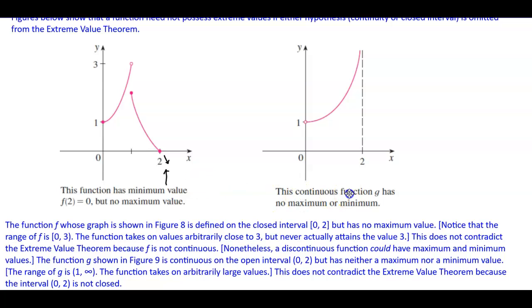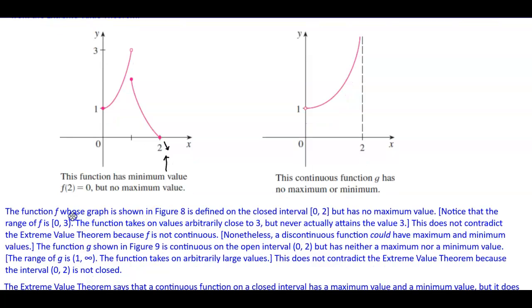Okay, over here, this continuous function g has no maximum or minimum, because we have an undefined point here, and therefore this is going towards a vertical asymptote. So again, the function f, whose graph is shown in the figure on the left here, is defined on the closed interval from 0 to 2, but has no maximum value. Now notice that the range of f goes from 0 to 3. The function takes on values arbitrarily close to 3, but never actually attains the value of 3. This does not contradict the extreme value theorem because f is not continuous. Nonetheless, a discontinuous function could have maximum and minimum values.